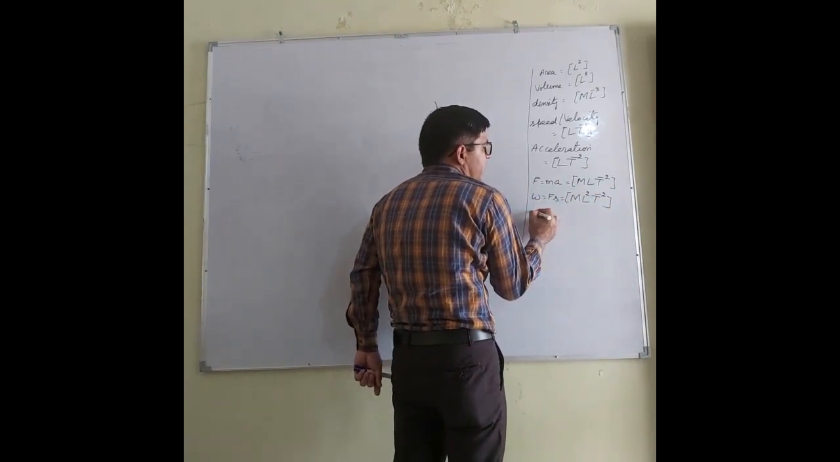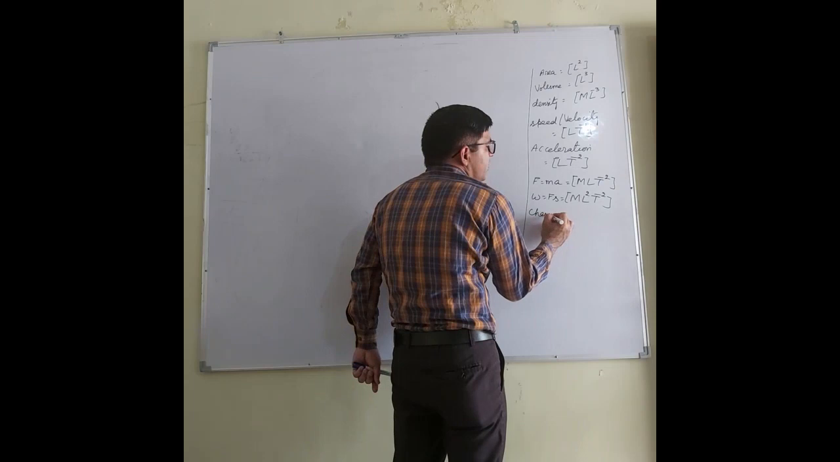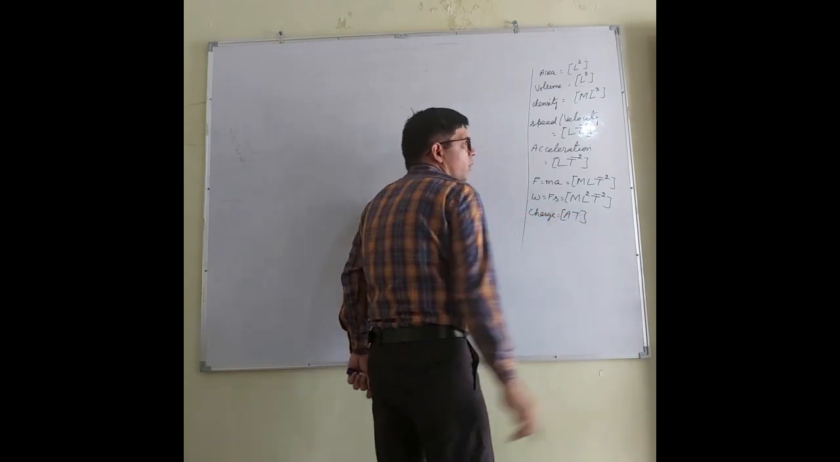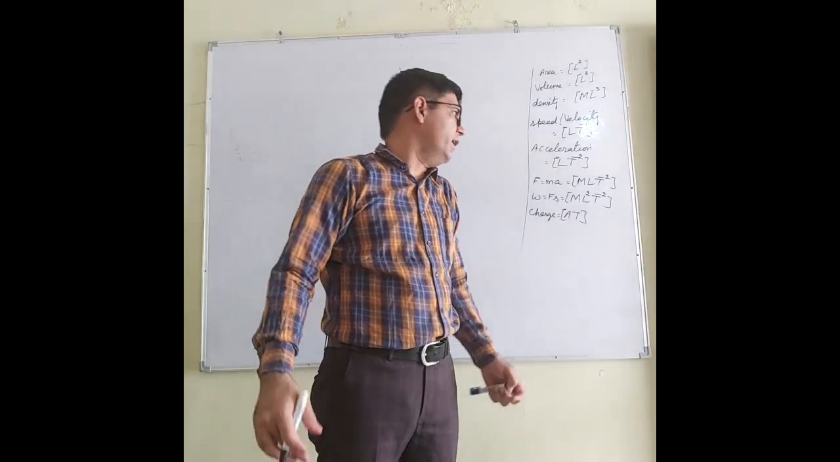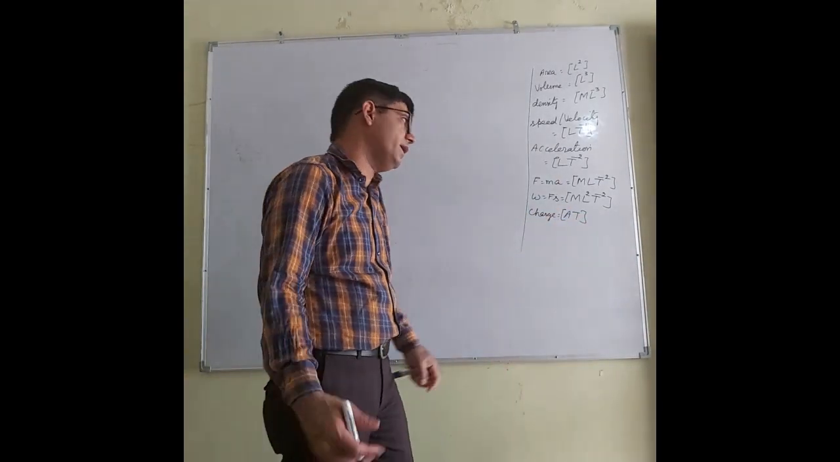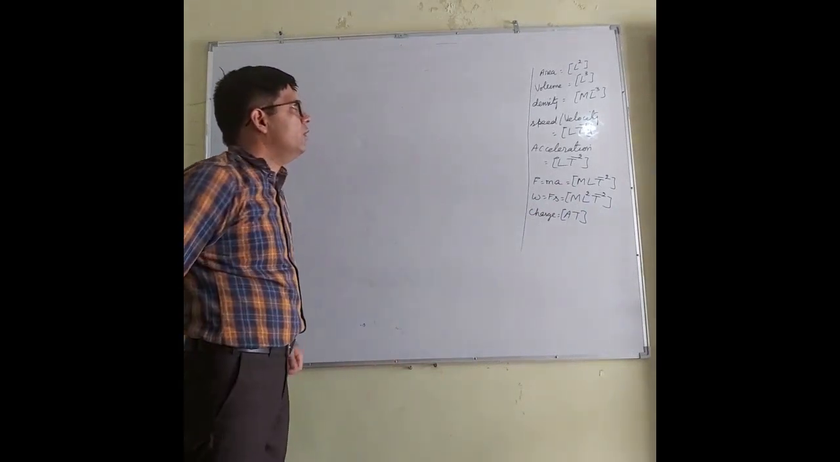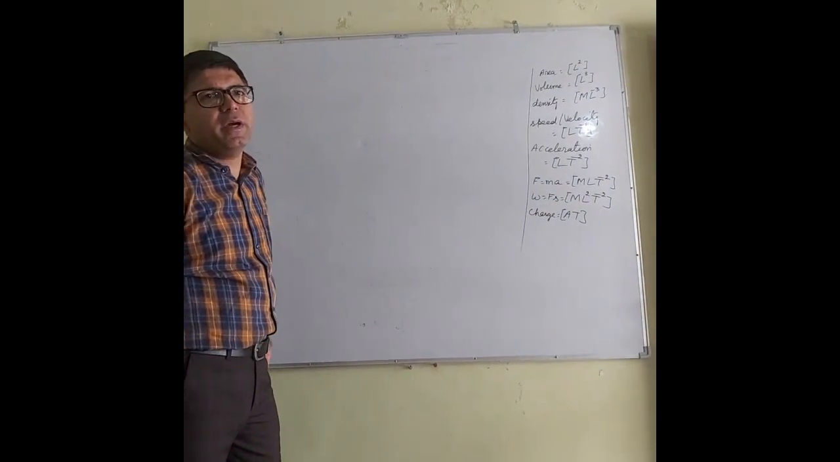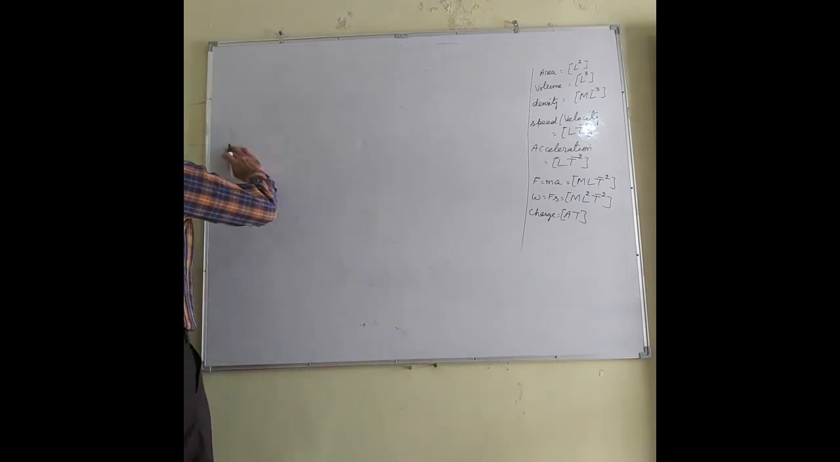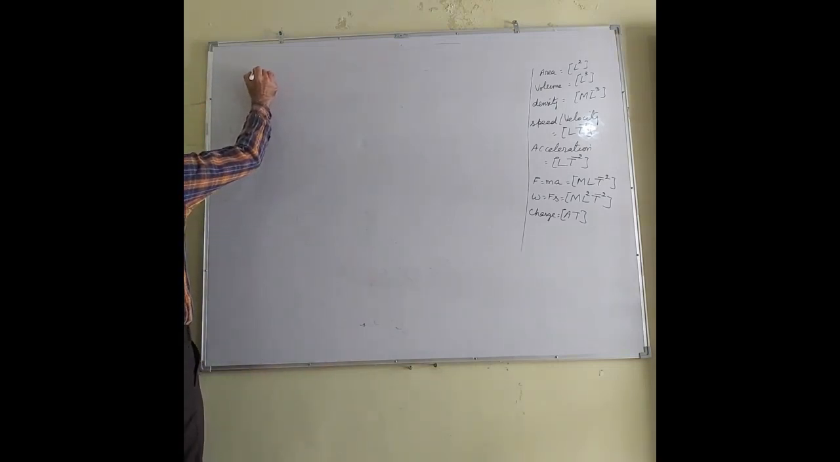In the last, charge. Its formula is A T, because charge is the product of current and time. A stands for current and T stands for time. If you remember these formulas, you can attempt each and every question. Now, first of all, I will tell you its application.